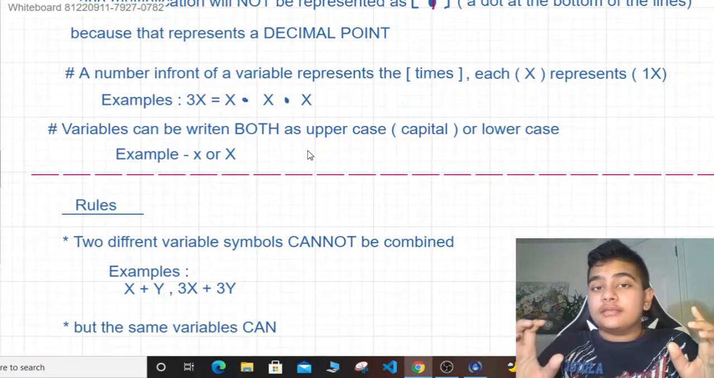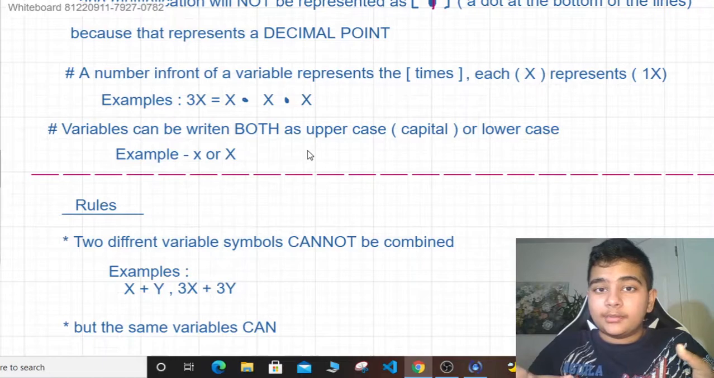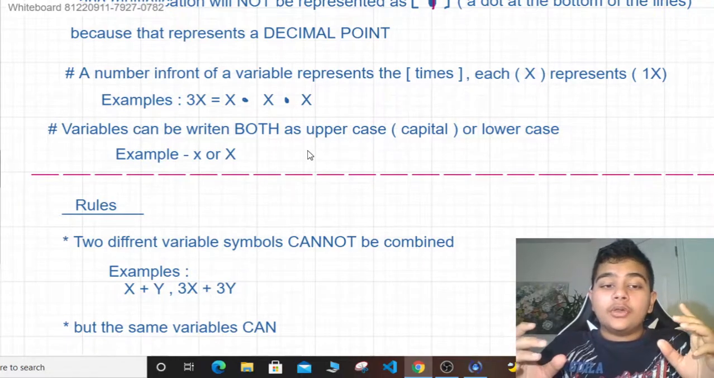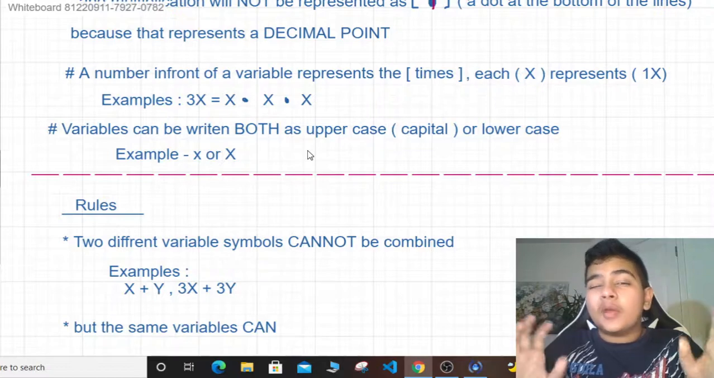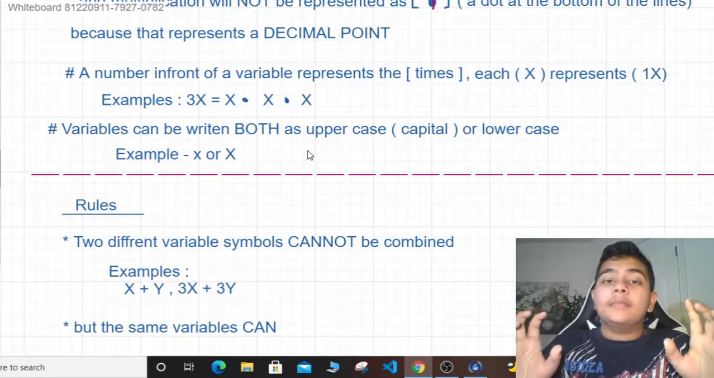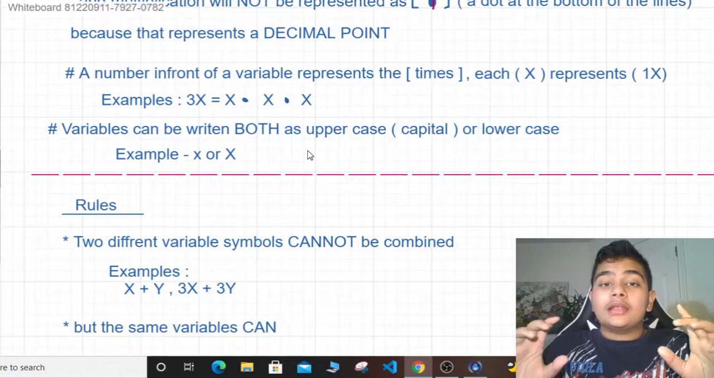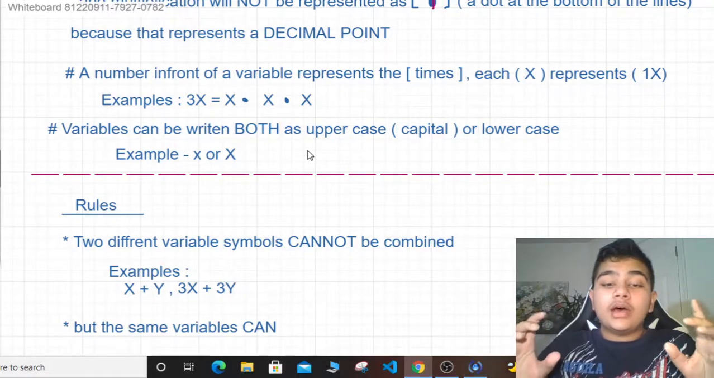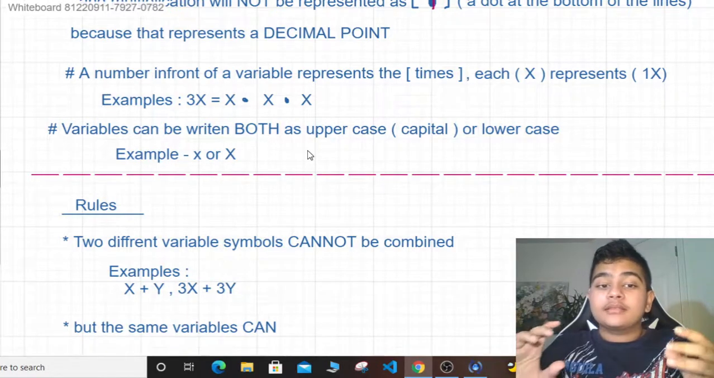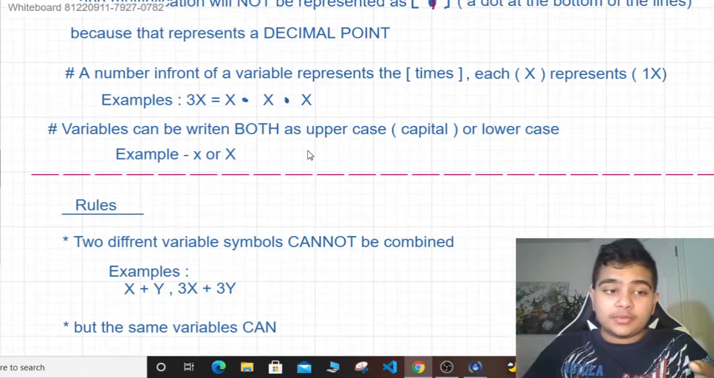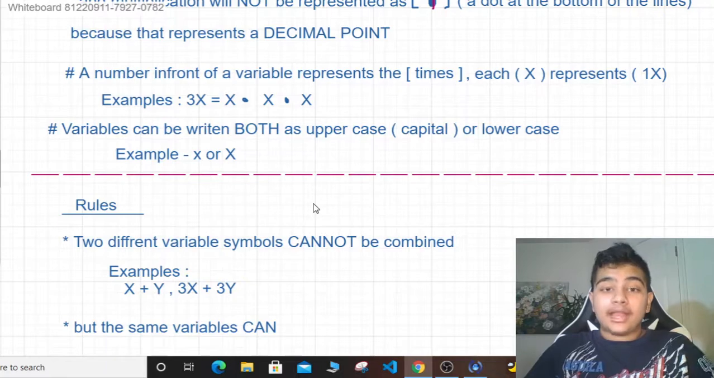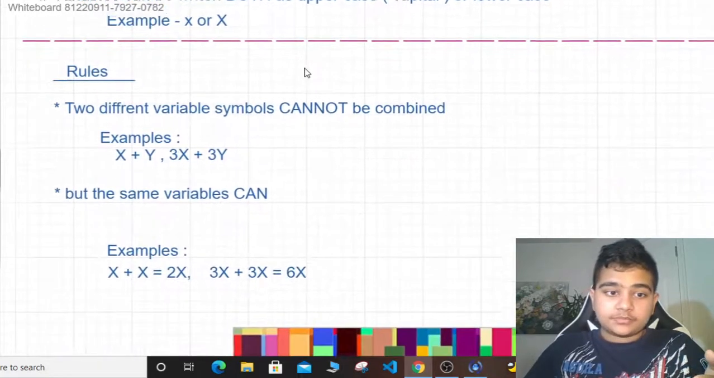So keep the uppercase or lowercase same when you're writing it in a problem. The smaller x and the uppercase x don't represent two different things. They represent one thing, so don't use an uppercase and a lowercase x or any other letter in the same equation, because that confuses people. So let's move on to our last part, the rules.